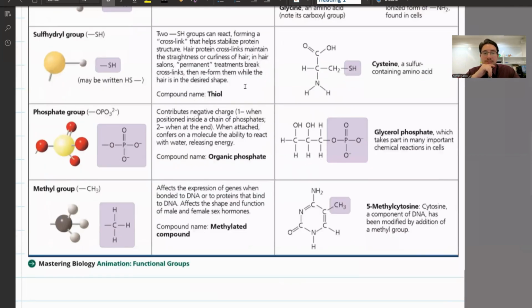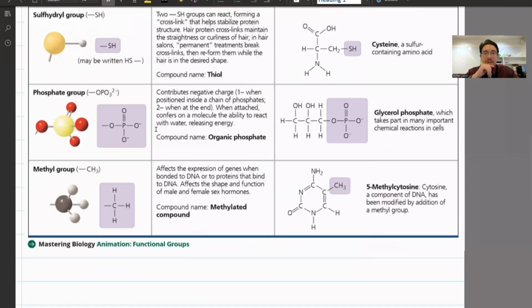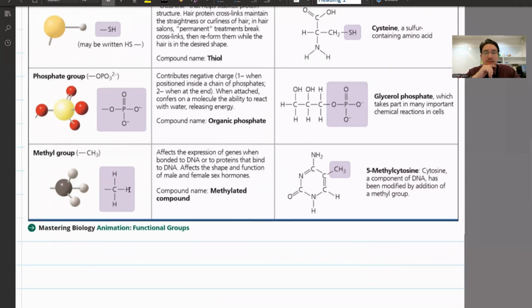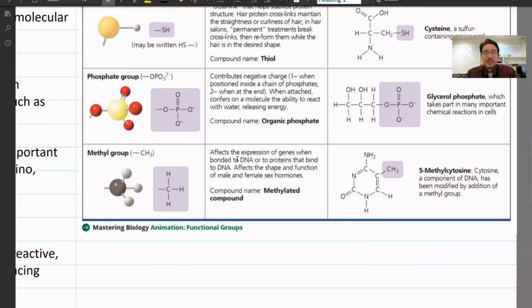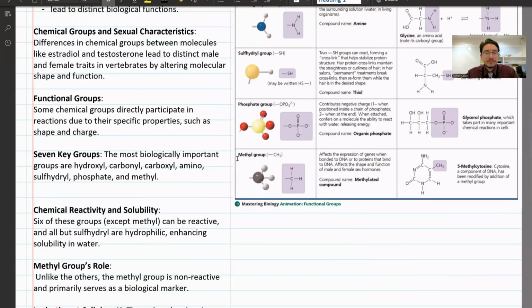We're going to take a look at this heavily with DNA and ATP and so forth. But in general, this is a phosphate group, organic phosphate. And then you have your methyl group, right? CH3. And it's basically any methylated compound that contains this would be a methylated compound. Okay. Very important, especially for epigenetics. We're going to take a look at that later on.